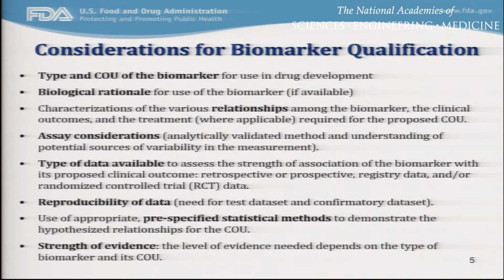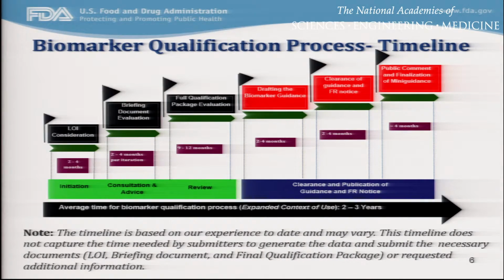We have a learn and confirm paradigm, so you need a test data set and a confirmatory data set. Sometimes you can have one large data set that can be divided into two subsets prospectively. A prospective statistical analysis plan is another requirement for biomarker qualification to take the bias out of the equation. This is a complicated graph or cartoon, but I want you to concentrate on these three things.